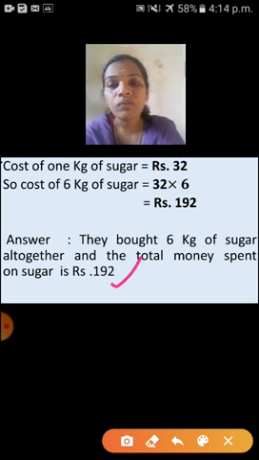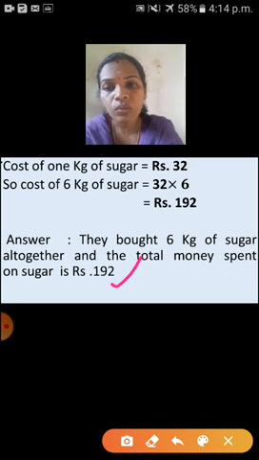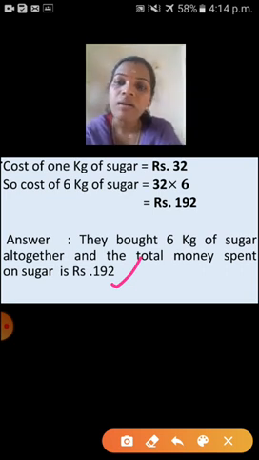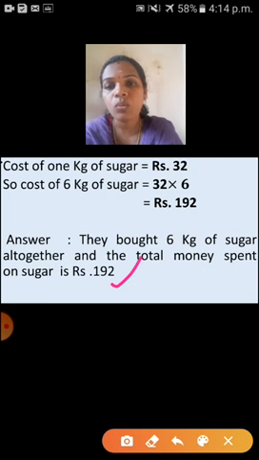Understood now? So first you have to write what? You have to add those 2 fractions. Afterwards you have to find the total amount of kilograms of sugar. Afterwards, 1 kilogram of sugar is 32 rupees, so for 6 kilograms of sugar you have to find. So what did you get as the answer here? What I got? 192 rupees. So I hope you understood, children.